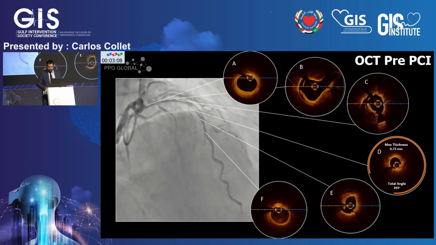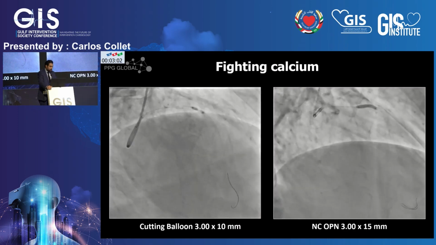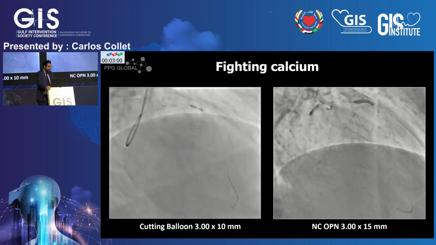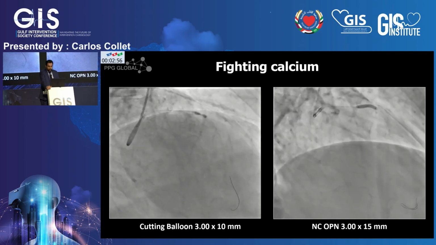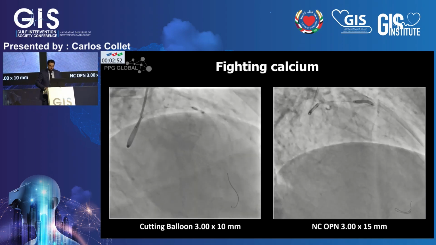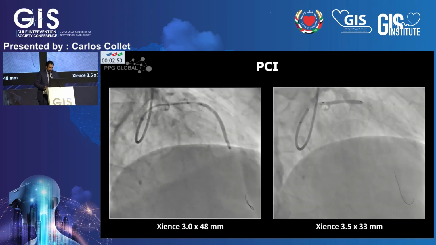Excellent. And, you know, we saw this cross-section D and we said, okay, we have to prepare that case better. So this is the decision we took. We took a cutting balloon at 3.0. You see again that with the cutting, it was not possible to break the calcium. Then we shifted very quickly to an OPN, and with very, very high atmospheres, we were able to expand the balloon, meaning that the calcium was cracked.